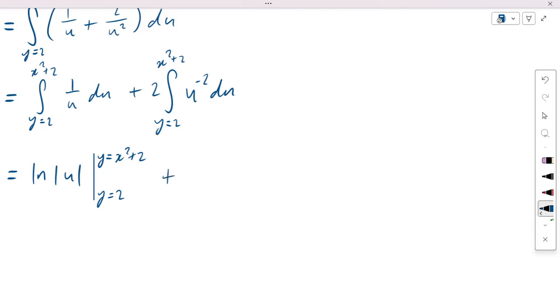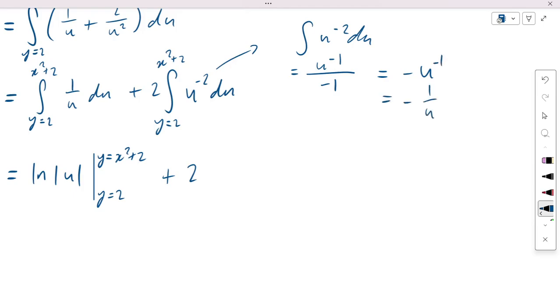Okay, this is plus 2 into, what is the integral of u to the negative 2? Well, I'm actually going to do it right here. Integral of u to the negative 2 with respect to u. Well, it's going to be u to the negative 2 plus 1, which is negative 1, divided by, the denominator is the same as the exponent, so it's going to be negative 1. Okay. So what we're going to do over here, well, this can also be written as negative u to the negative 1, which can also be written as negative 1 over u. So we're going to just replace that.